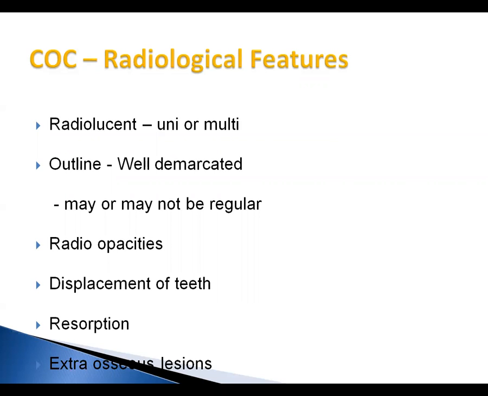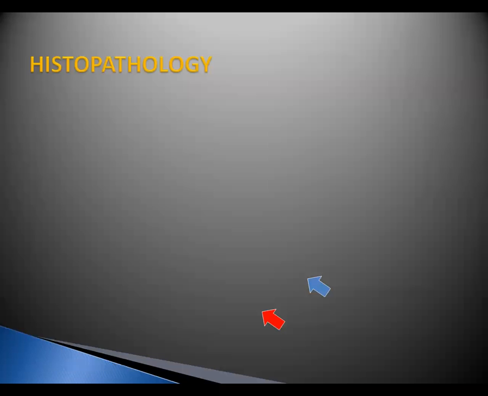Radiological features of the calcifying cyst are a unilocular or multilocular radiolucency. Outline is well demarcated, may or may not be regular. Radiopacities are present, so radiolucent as well as radiopacities are present. Remember this: displacement of teeth occurs, resorption of the teeth occurs, and extraosseous lesions can be seen.